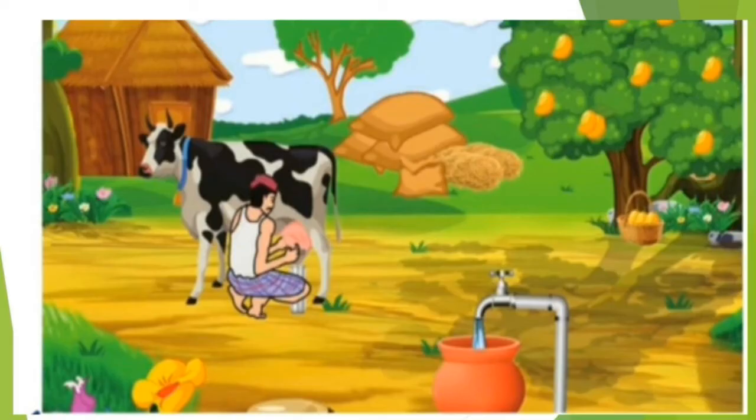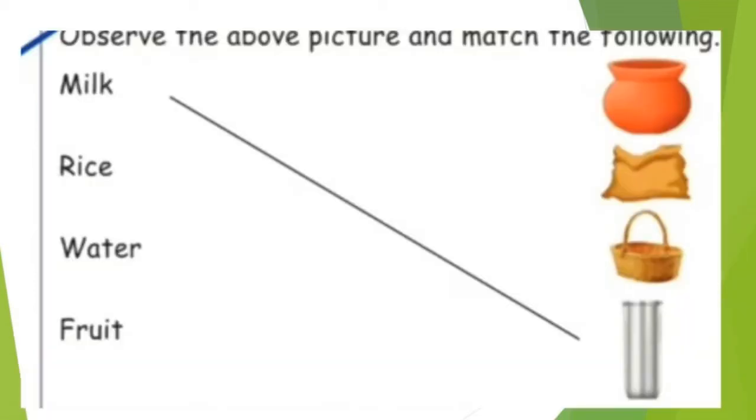Materials are stored in different containers based on their properties. Solid materials like rice can be stored in sacks. Liquid materials can only be kept in containers and gases are stored in closed containers. Observe the above picture and match the following.